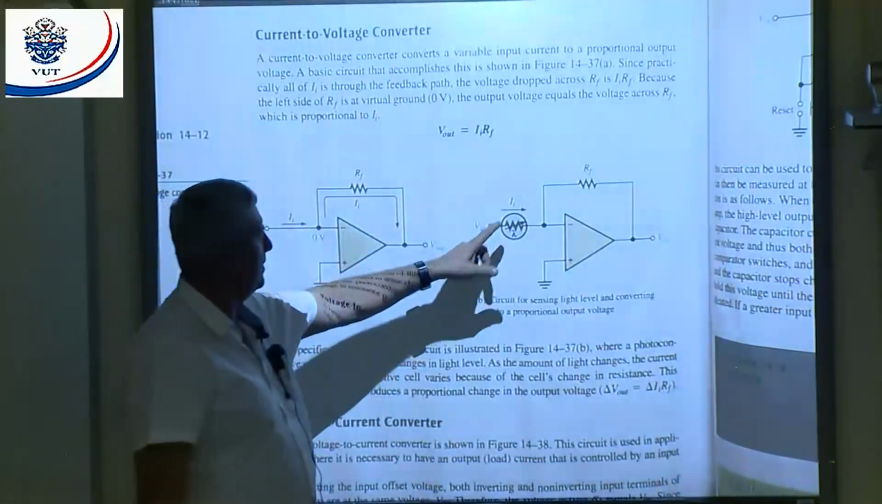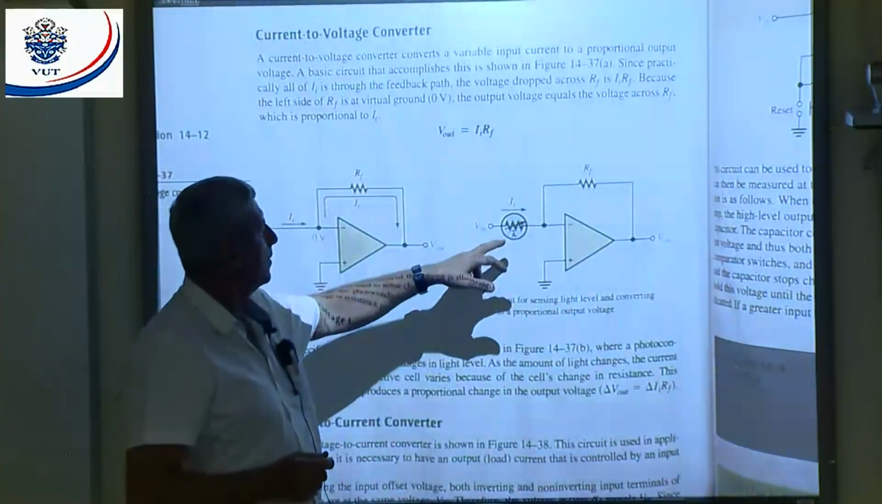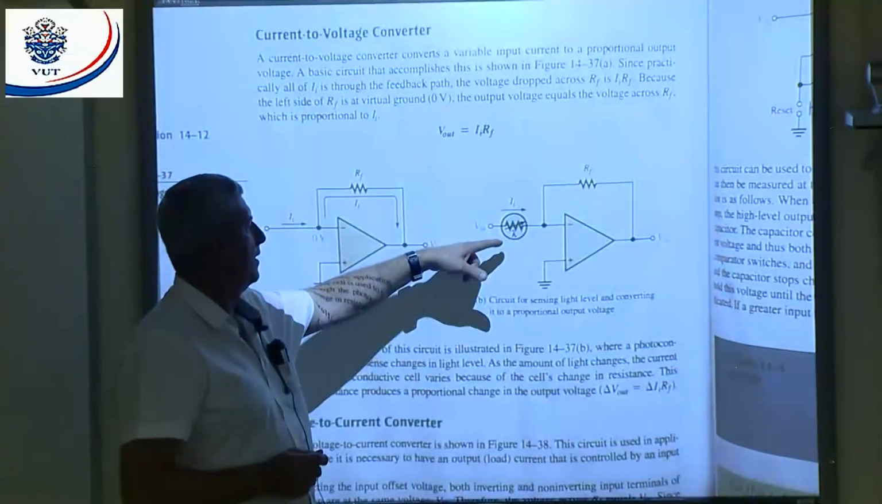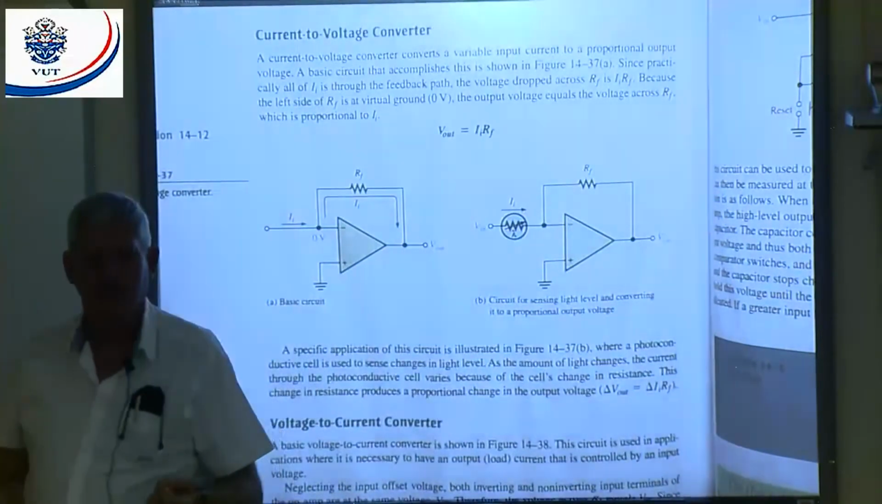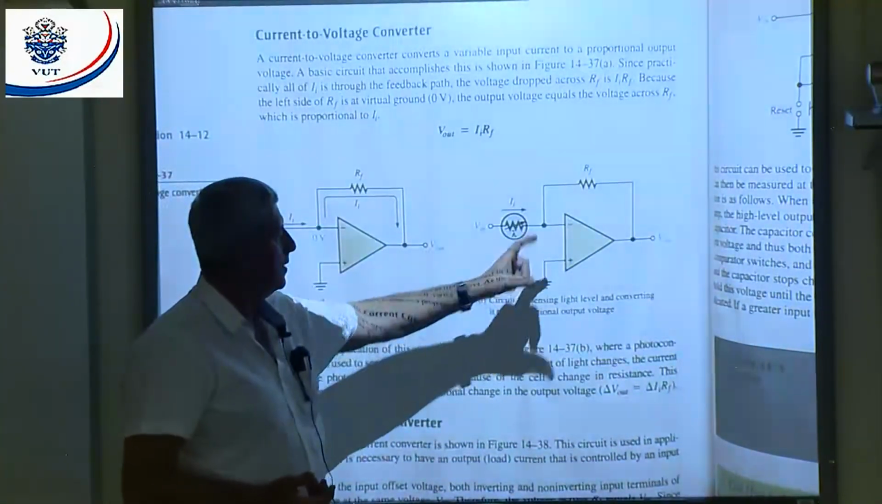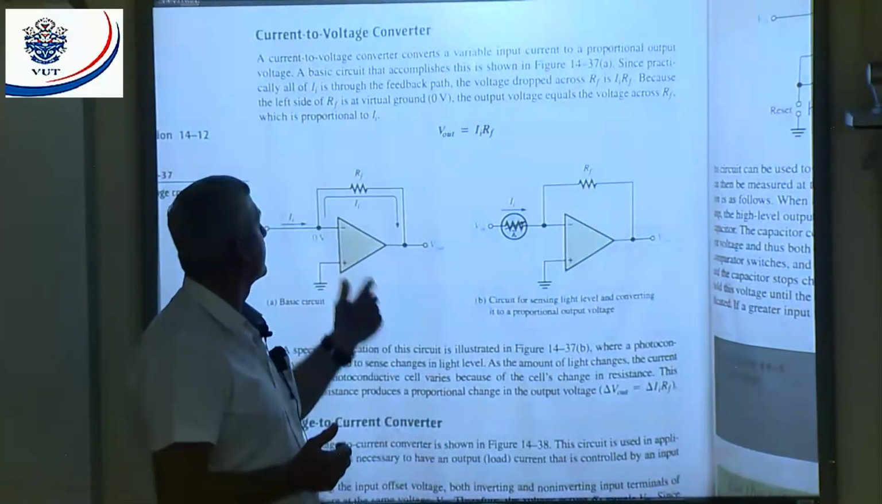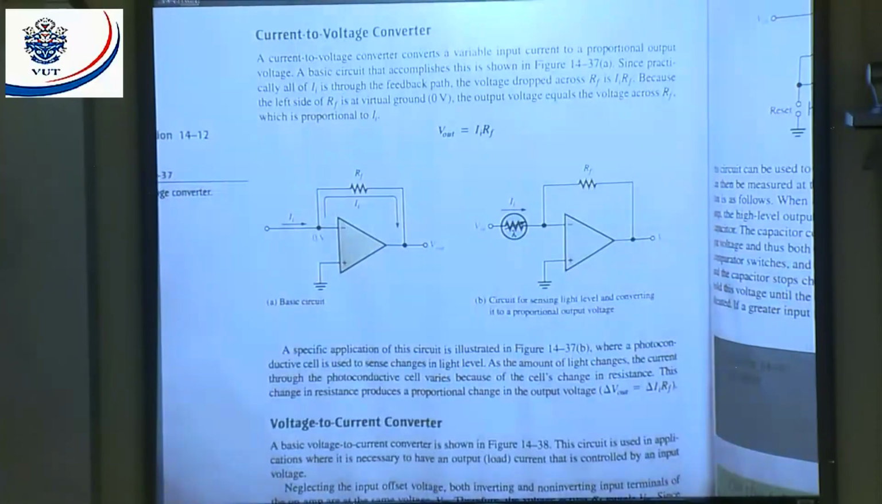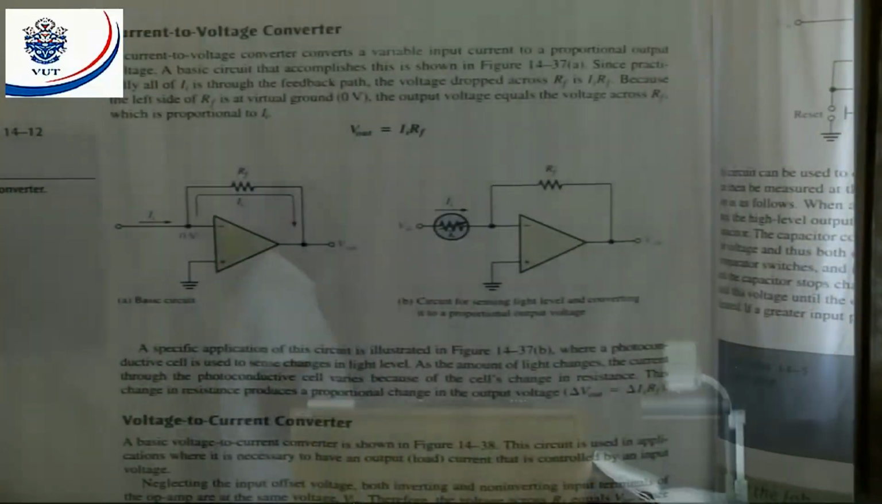Now what do they have here? They have a light dependent resistor, LDR there. Now, what happens if the light intensity varies? The resistance will also vary, and that will give me a variation in current that will be converted basically to an output voltage. All right, that's why they say it's a current to voltage converter. Input current, output voltage. Any questions?